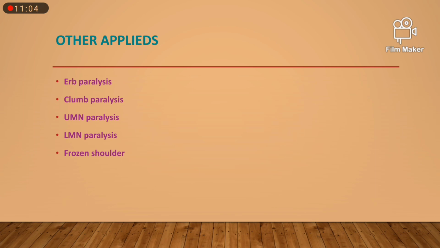Now other applied topics are Erb's paralysis, Klumpke's paralysis, upper motor neuron paralysis, which creates spasticity, lower motor neuron paralysis, which creates flaccidity. Frozen shoulder is an arthritic problem.